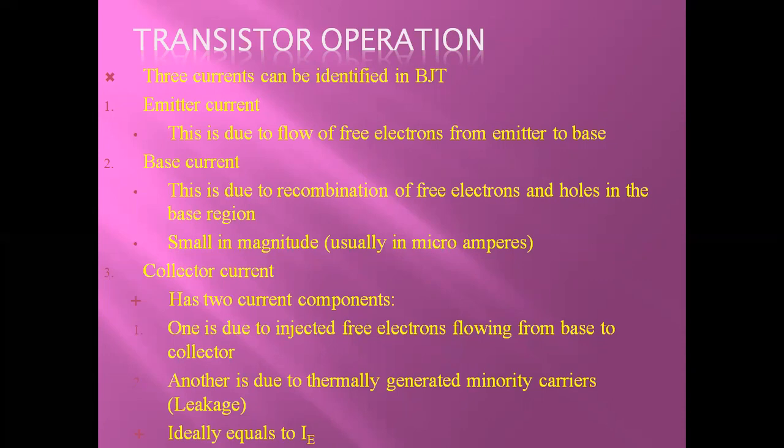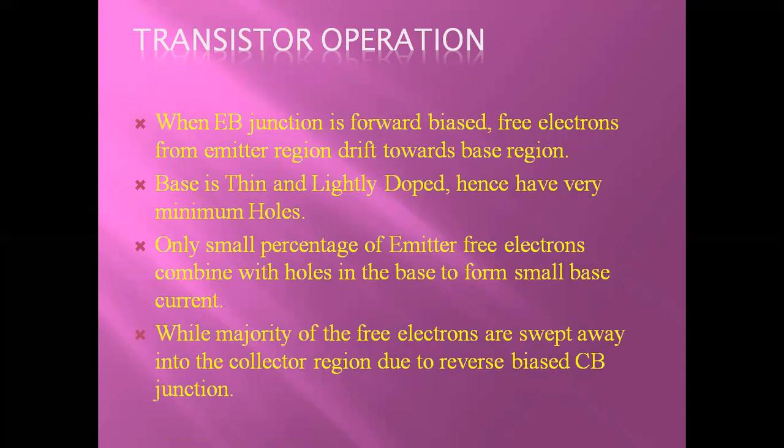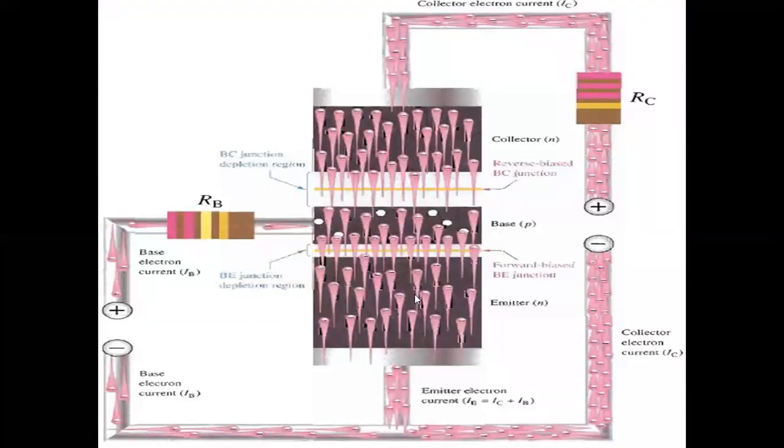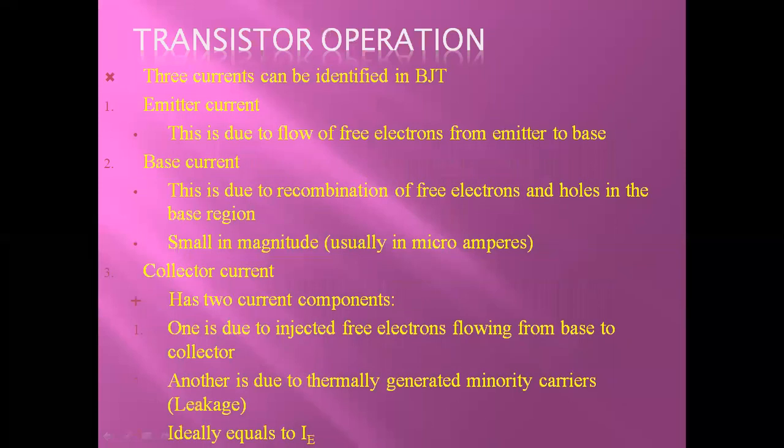There are three different currents in the BJT. Moving on to the emitter current: this is due to the flow of free electrons from the emitter to the base. As the diagram clearly specifies, current is developed upon the collision between the free electrons moving from the emitter region to the thin base region, which has very few holes. The resulting current is called IE, the emitter current.